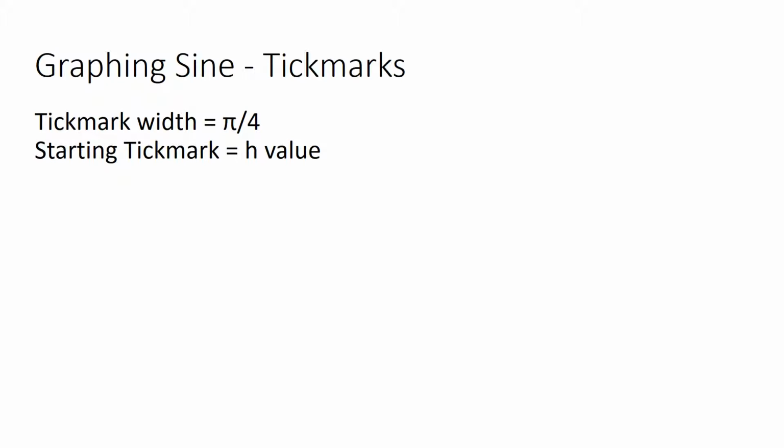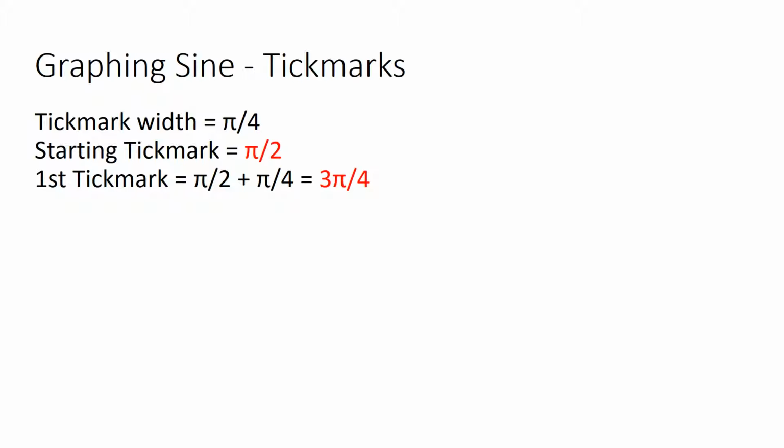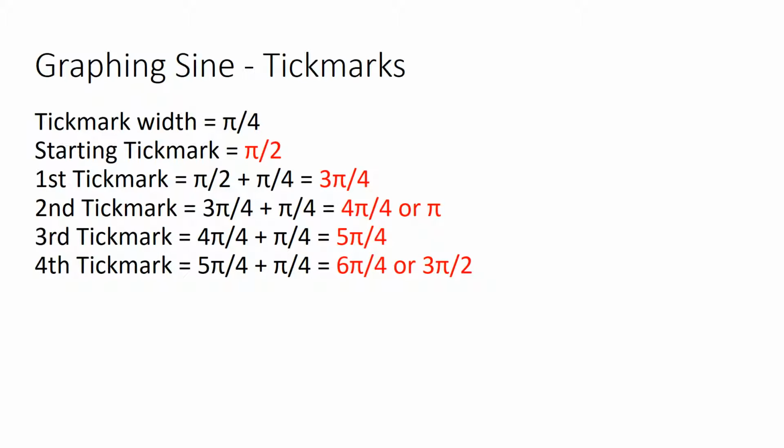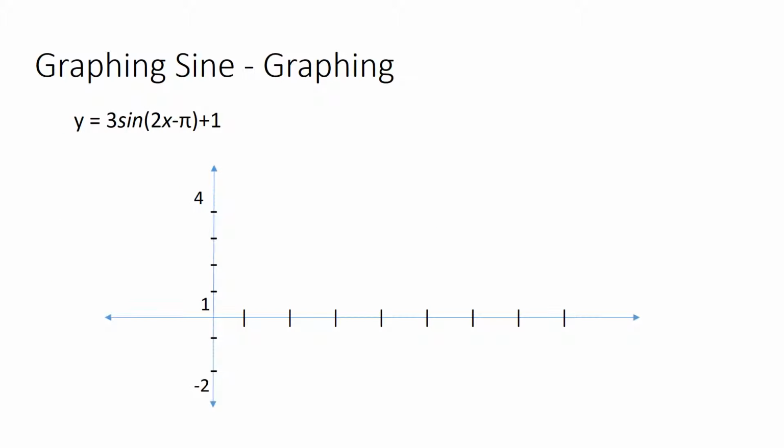Pi divided by 4. Now, when you want to start knowing what your tick marks become, you want to start with your h value, which in our case is pi over 2. Then for your next tick mark, you add your tick mark width, which is pi over 4. And with that addition, you get 3 pi over 4. And these have been highlighted in red for you, so it is easier to see. And we go next step. For the next tick mark, we get 4 pi over 4, or pi. And we go a step further, 5 pi over 4, keep going, 6 pi over 4, or 3 pi over 2 for your fourth. And then we can start to graph.